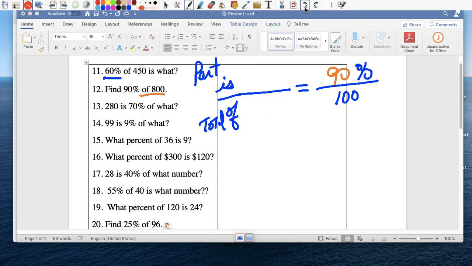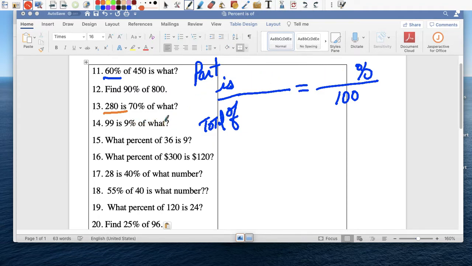13. 280 is, so aquí va, 70% goes here. Of what? And that's what we're trying to find out. So let's go this way. Times 4. So the total is 400. That's pretty easy.